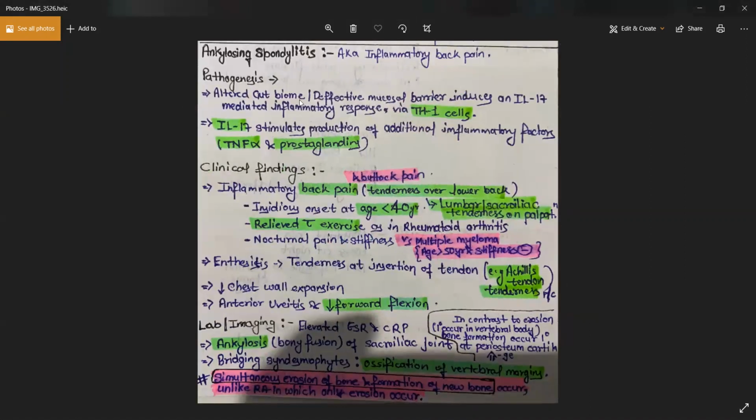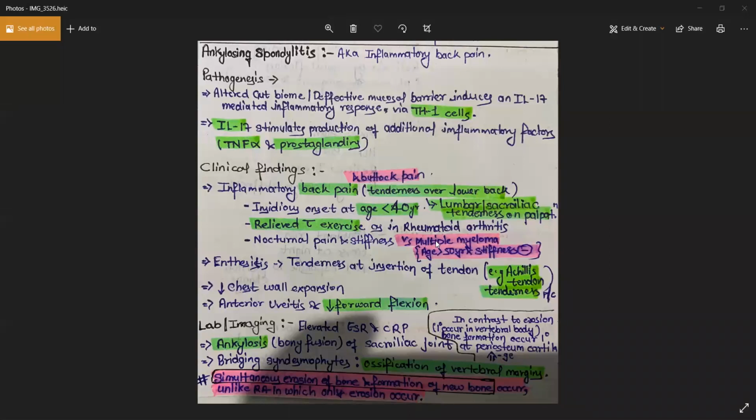So that we have discussed already. Okay, it is the interleukin 17 released by the Th1 cells, which will activate the Th17 type of cells. Whatever symptoms you are having, you will be having a back pain or buttock pain, or a tenderness in the lower back. The age of the patient is very important. It is always less than 40 years of age. That means a young patient. You will be having sacroiliitis, and the symptoms will be resolved after exercise. You will be having a very prolonged morning stiffness that improves with the use of the joint.